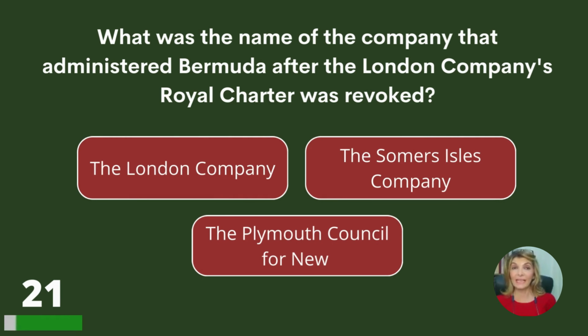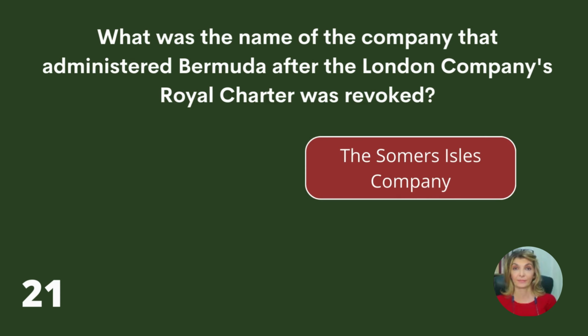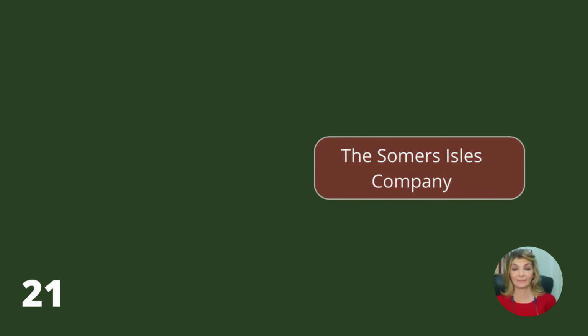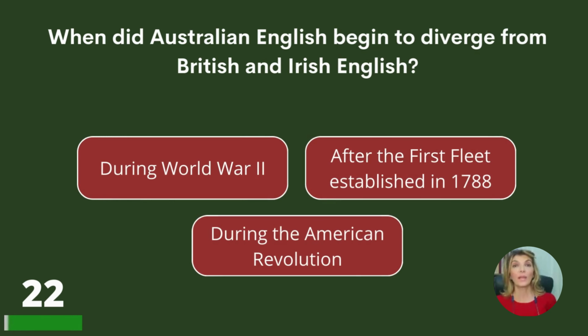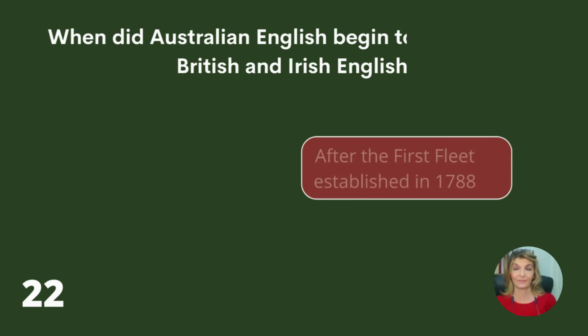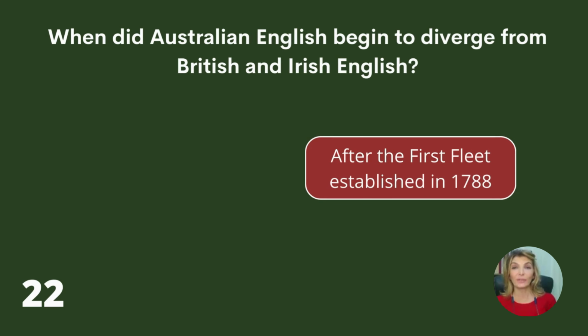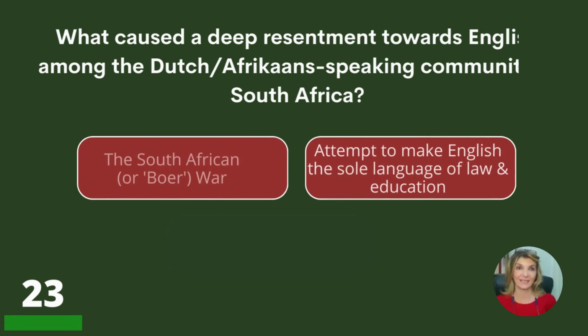What was the name of the company that administered Bermuda after the London Company's royal charter was revoked? The London Company, the Somers Isles Company, or the Plymouth Council for New England? The Somers Isles Company. When did Australian English begin to diverge from British and Irish English? During World War II, after the First Fleet established in 1788, or during the American Revolution? After the First Fleet established in 1788.